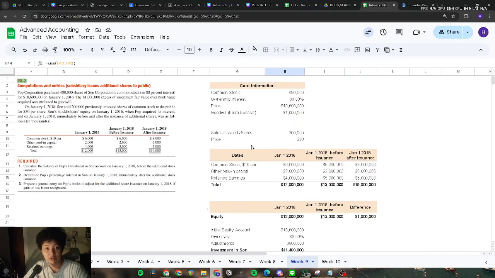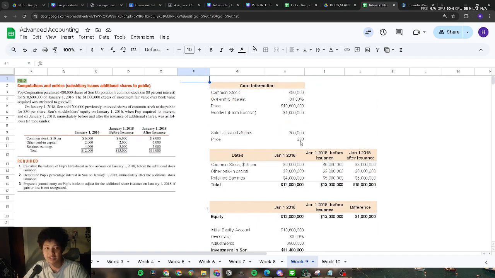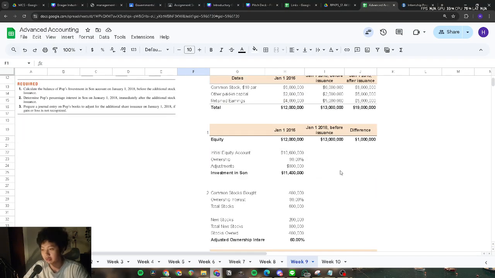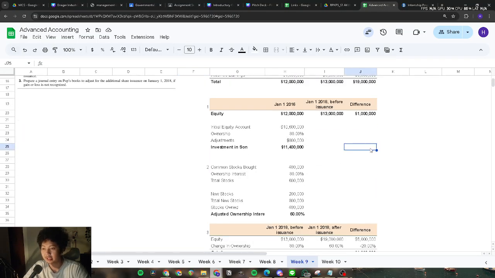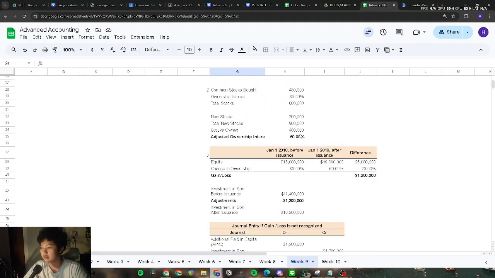Do let me know if I did anything wrong or if the methods I used here were wrong, despite me getting, let's say, the correct results. But yeah, let me know, and I am very open to all the comments.